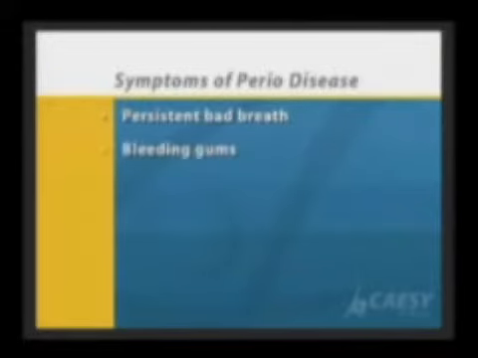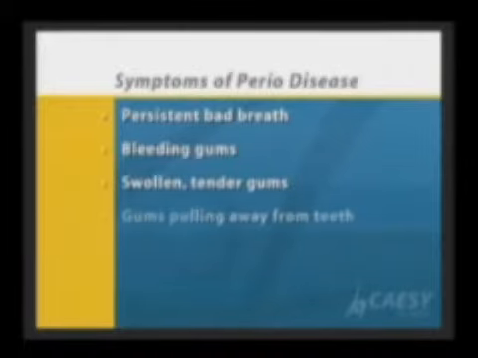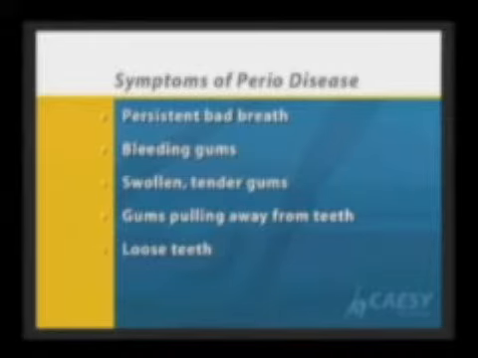What are the symptoms of periodontal disease or gum disease? If you have bad breath, bleeding gums, which is very common, swollen tender gums, gums pulling away from teeth, and loose teeth, of course, at the end.